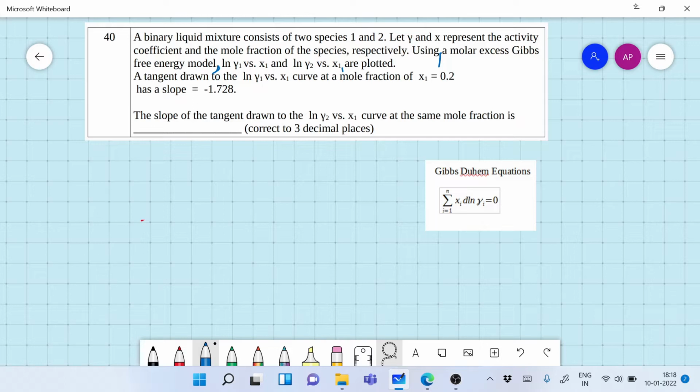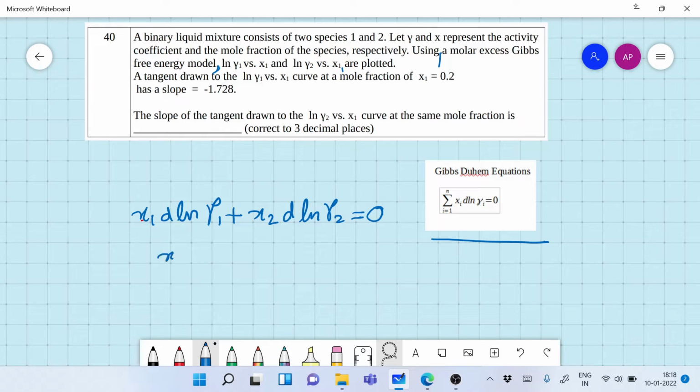Now, this problem is extremely simple. All you have to do is apply the Gibbs-Duhem equation to the binary mixture. Now, the Gibbs-Duhem equation applied to this binary system is x1 d ln gamma 1 plus x2 d ln gamma 2 is equal to 0. This is the Gibbs-Duhem equation written for your reference.